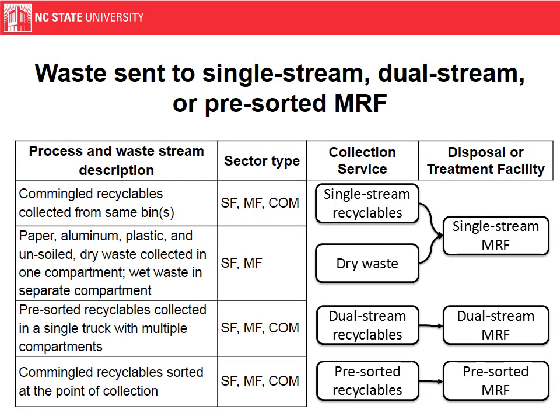This slide shows which waste streams are sent to different types of MRFs, material recovery facilities. So our single stream recyclables or a separate dry waste collection would be sent to a single stream MRF. Dual stream recyclables, such as containers separated from paper or fiber, would be taken to a dual stream MRF. And pre-sorted recyclables are taken to a pre-sorted MRF. Pretty self-explanatory.